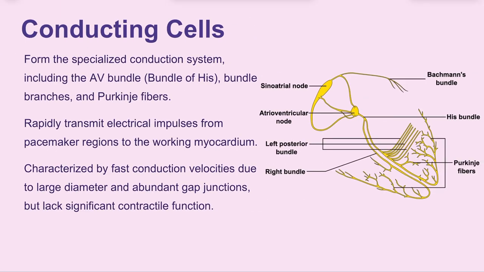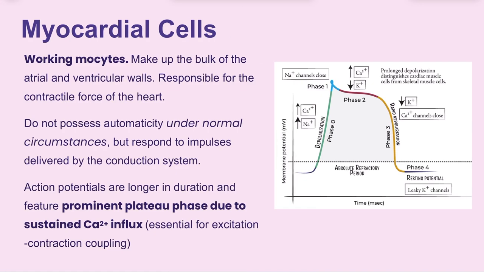Now, conducting cells form the specialized conductive system, including our bundle of His, bundle branches, and Purkinje fibers. The goal of these is to rapidly transmit electrical impulses from pacemaker regions to the working myocardium. These are characterized by fast conduction velocities due to the large diameter and abundant gap junctions, but they really lack significant contractile function. And then we have our myocardial cells.